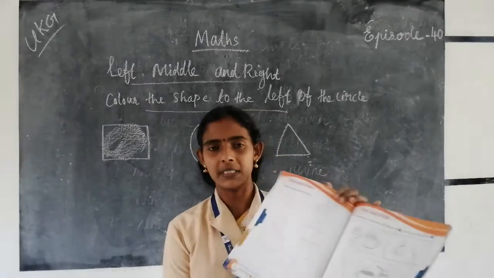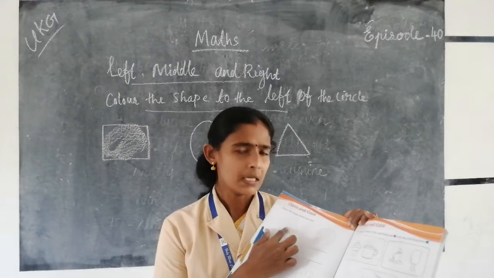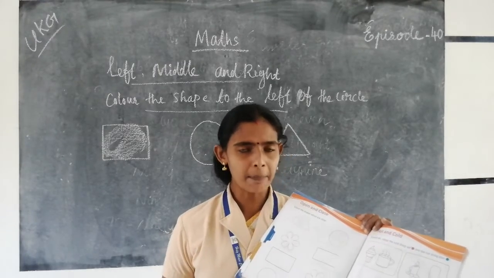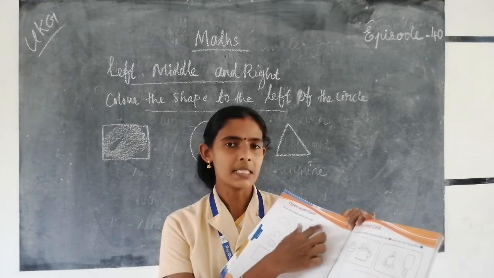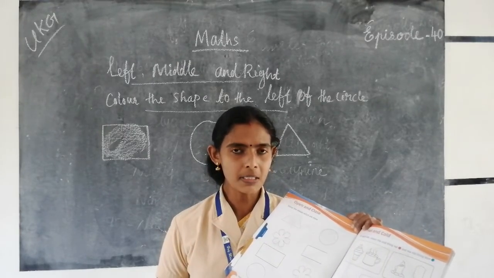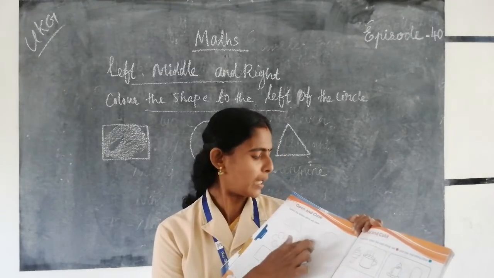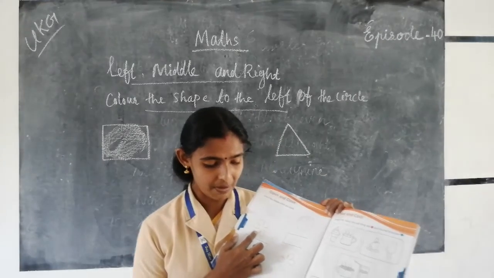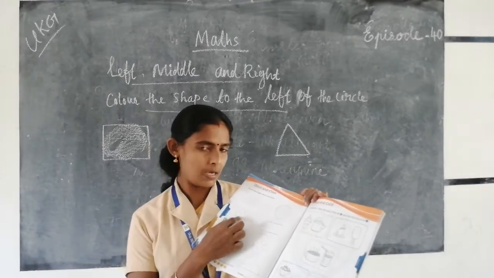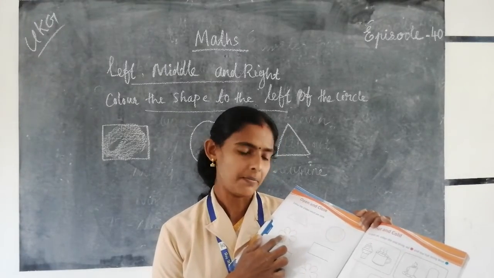The first image is a triangle, and it is incomplete. This picture is incomplete, so do not color it. Next, the circle. It is a full circle, so you have to color this. Next, this is a flower. It is a full, complete picture. So you have to color the flower.